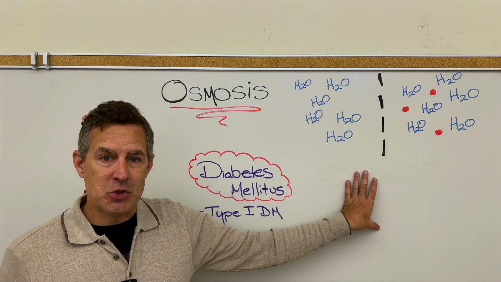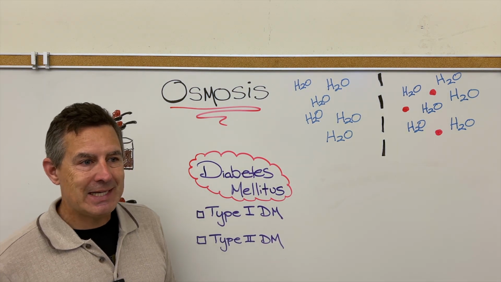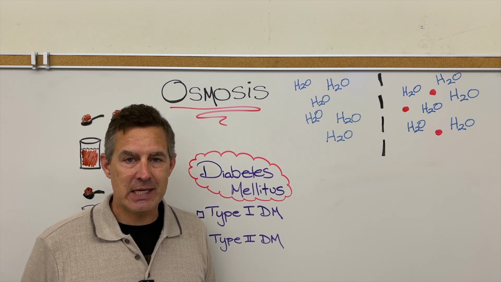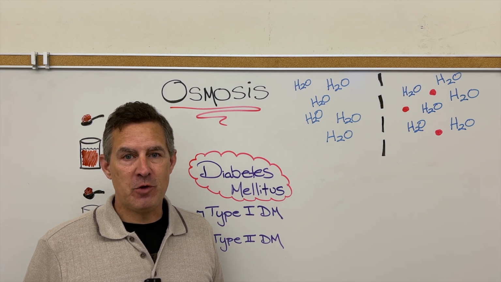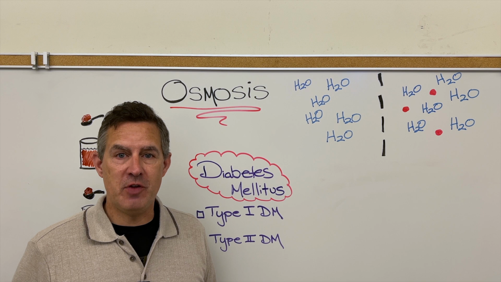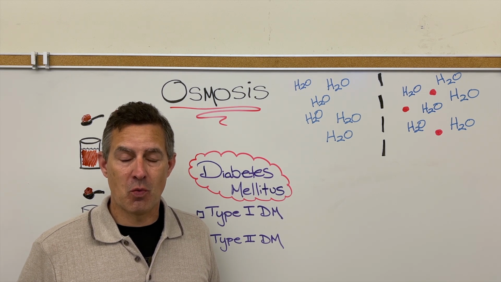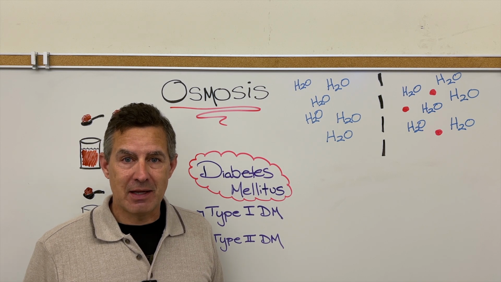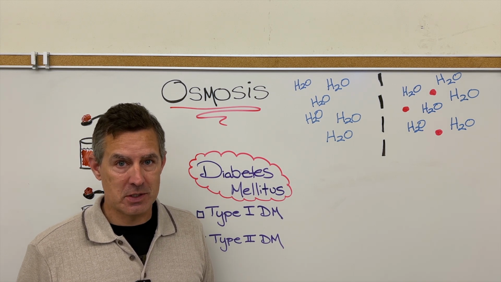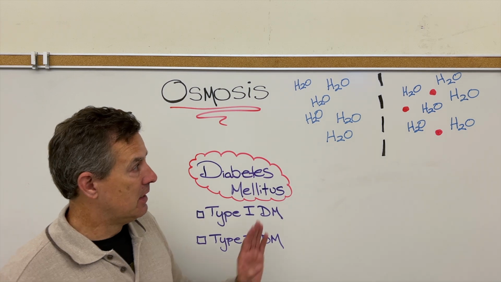If we look at this image right here, a more complete definition of osmosis is the diffusion of water molecules via a semi-permeable membrane to an area of low molecular water concentration. And the selectively permeable membrane is important, and I'll get to that in a moment.